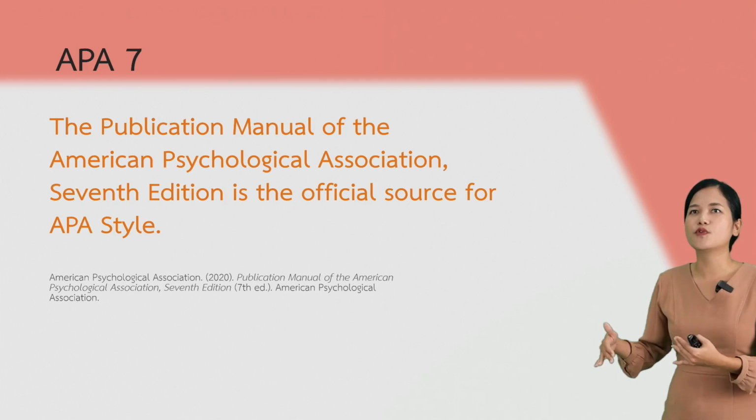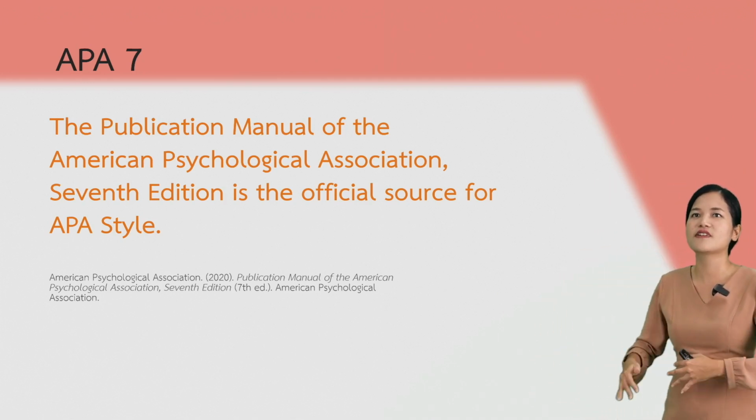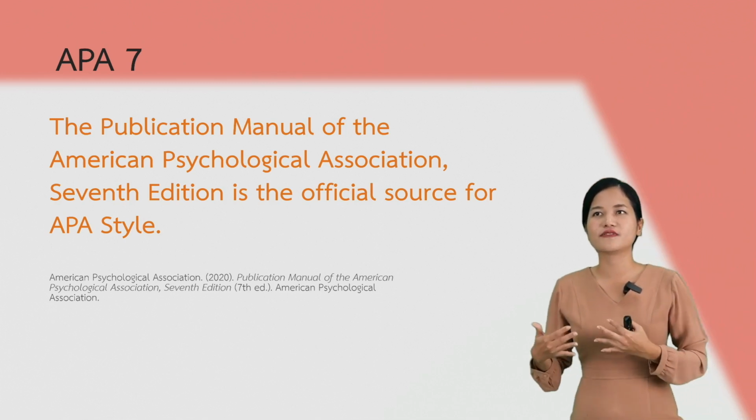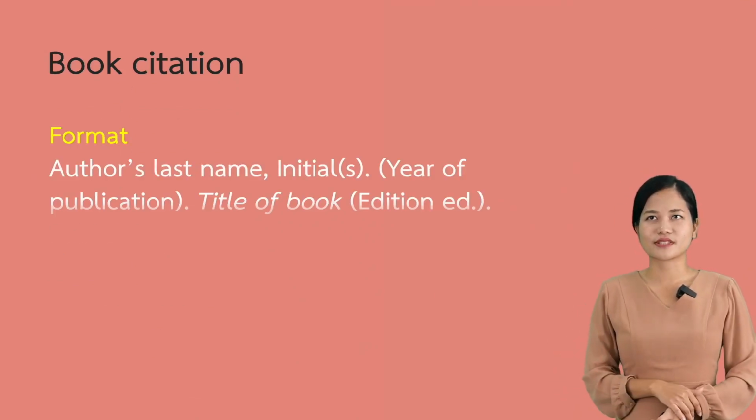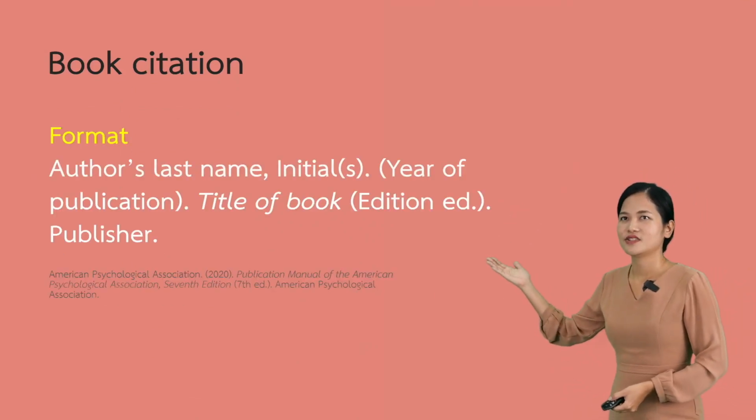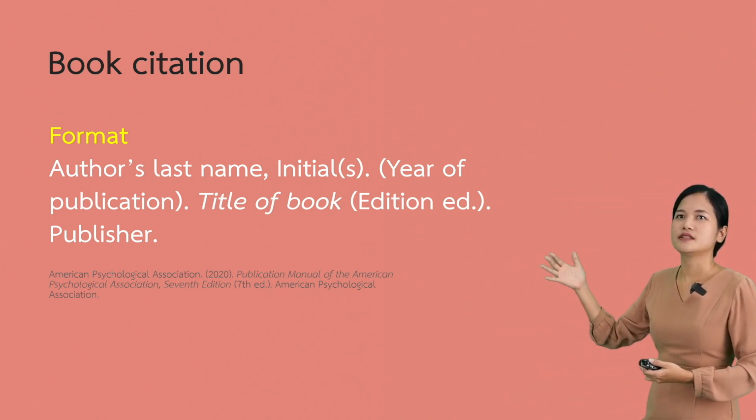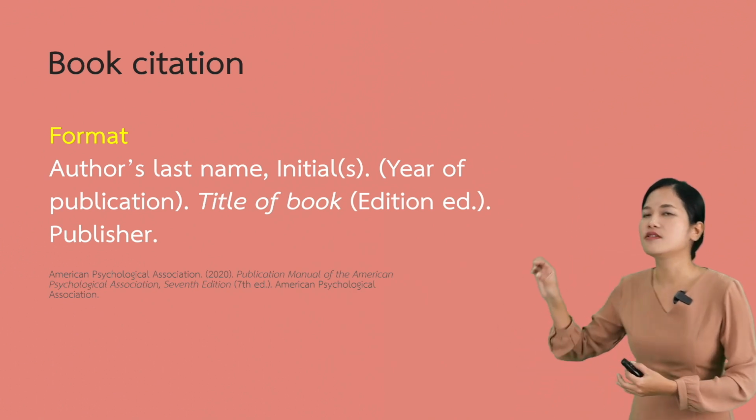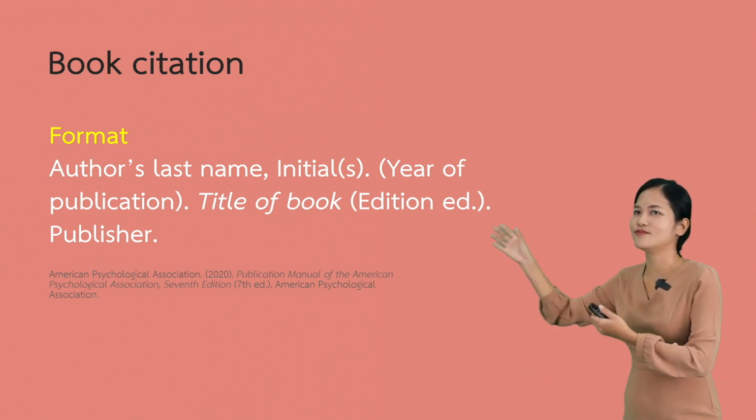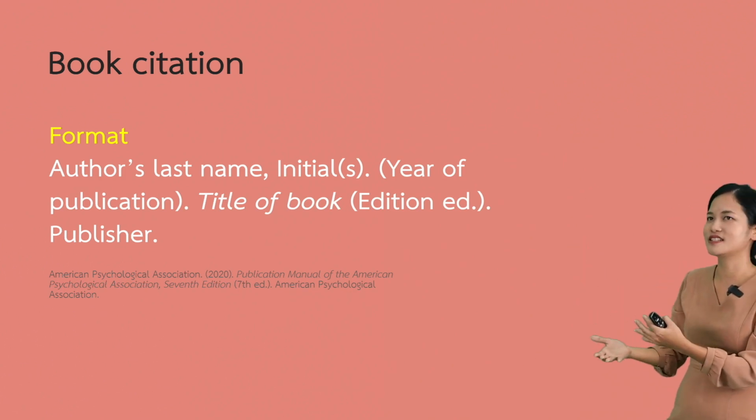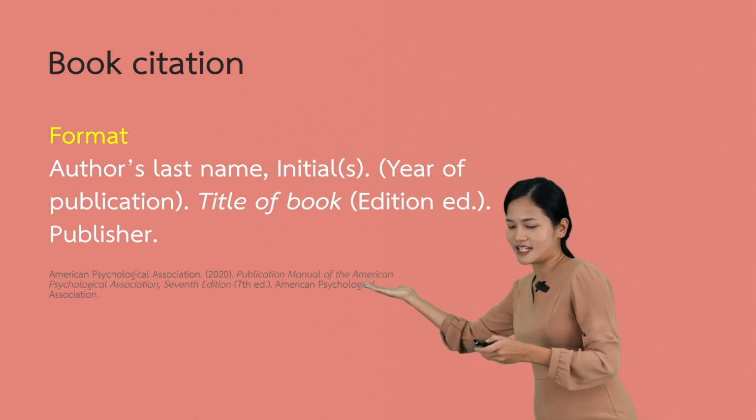So APA stands for the Publication Manual of the American Psychological Association. 7th edition is the official source of APA style. So first, if you would like to cite a book, this is the format. You can start with author's last name, initial name, year of publication, title of book, in this format, then edition, which version of edition, third edition, first edition, and then the publisher, right there.